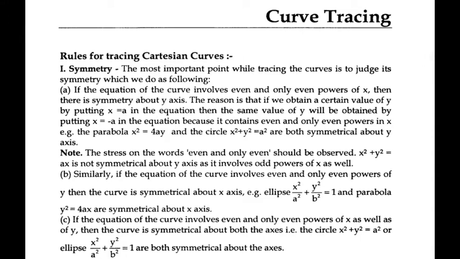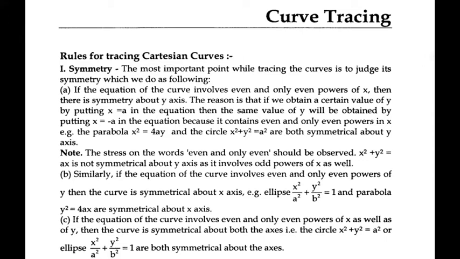For example, take the parabola x square is equal to 4ay. It has even powers of x, therefore this parabola is symmetric about the y-axis. And if you consider the circle x square plus y square is equal to a square, as it contains even powers of x as well as even powers of y, this circle is symmetric about both the x and y axes.